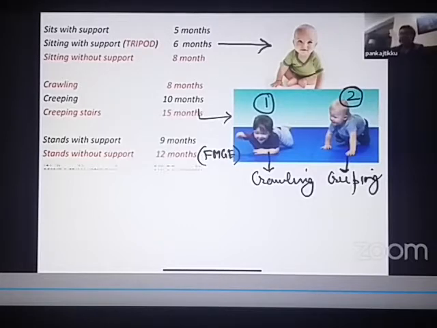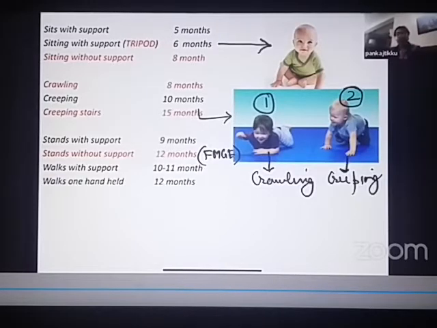So when does he start walking with support? He holds on to a support, say for example a table or furniture, and he starts to walk. Children can walk between 10 to 11 months, as you can see on your screen. But at 10 to 11 months, they are walking with support.